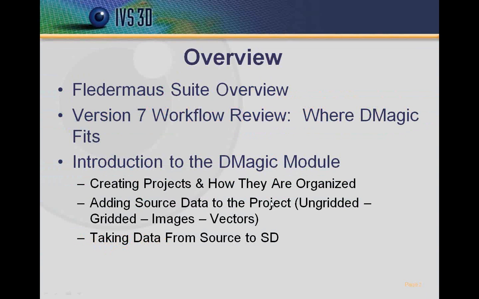So an overview of what we're going to talk about today. I'm very briefly just going to mention the Fledermaus suite. We're going to review the version 7 Fledermaus workflow and where DMagic fits into that. And then we're going to go through the DMagic module. So we're going to create projects, talk about how they're organized. We're going to add some source data to the project, and these are the different types of source data that can be added to a DMagic project. And then how to take that data from source to SD, and a few other things in between, different analyses you can do, things like that in DMagic.